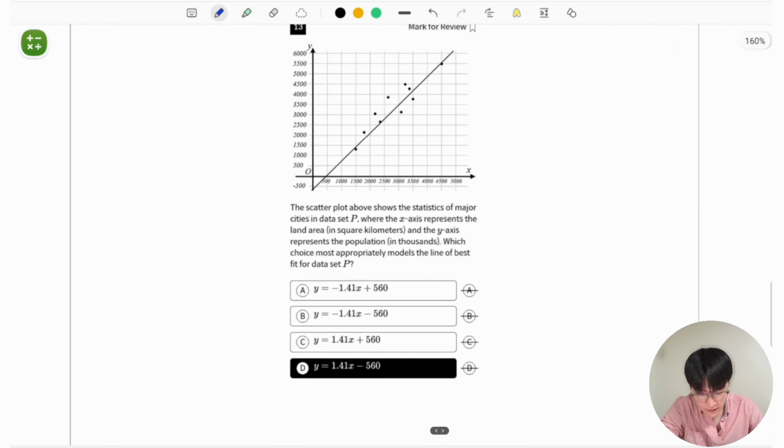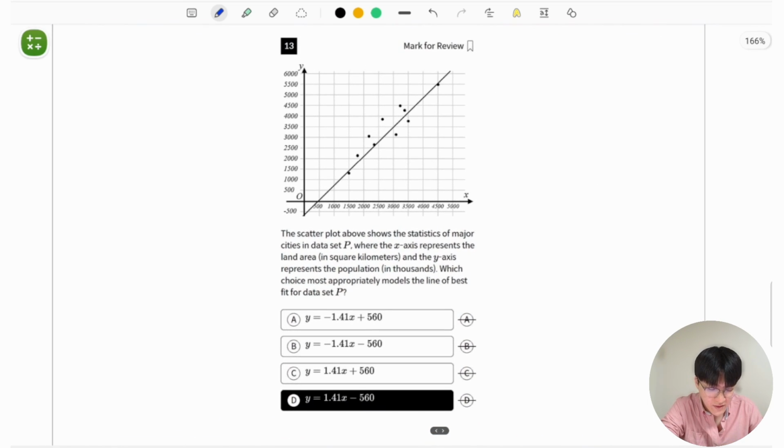Question number 13. The scatter plot above shows the statistics of major cities in dataset P, where the x-axis represents the land area in square kilometers, and the y-axis represents the population in thousands. Which choice most appropriately models the line of best fit for dataset P?